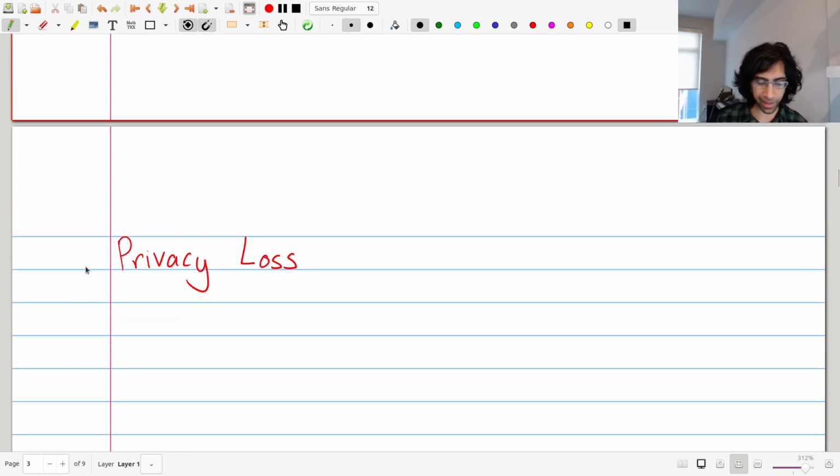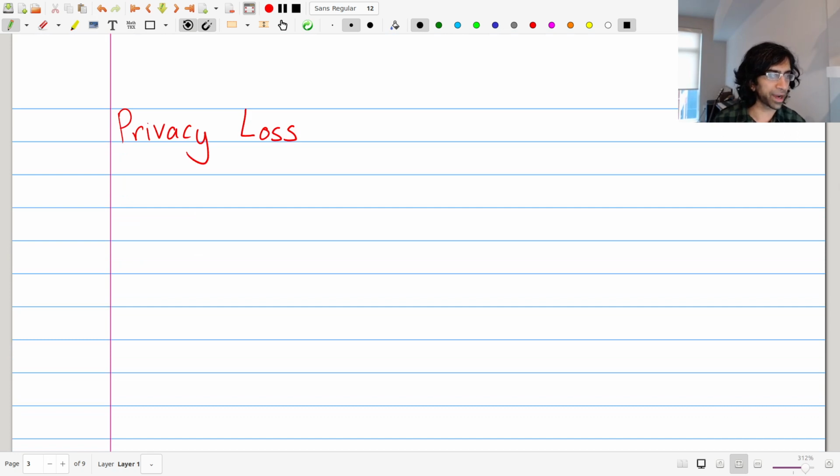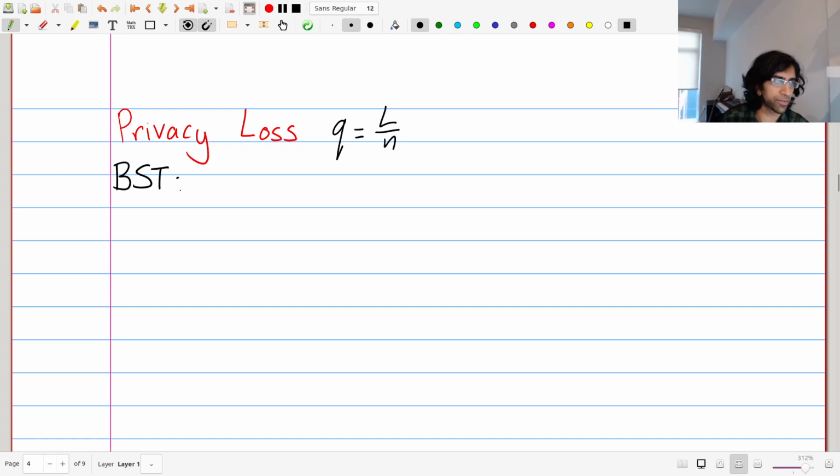The last theoretical and most important theoretical contribution of this work is doing a tighter privacy analysis. So before we continue, let's define some notation. Let's let the value q be equal to L over N. Recall, this is the probability that each element of the training set is picked during each iteration. So how did we do the analysis in BST? The analysis in BST went roughly the following way. We used the Gaussian mechanism plus subsampling amplification, plus we used advanced composition.